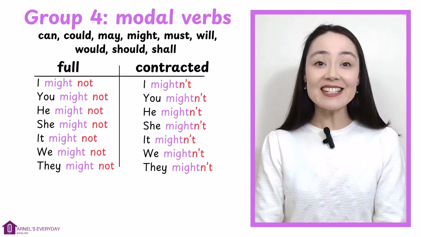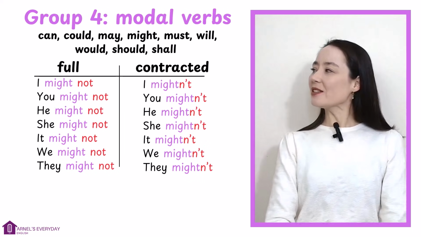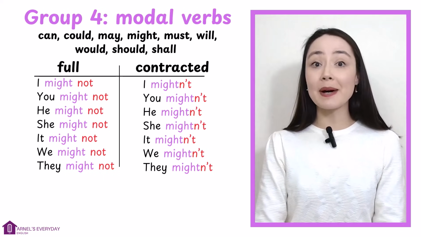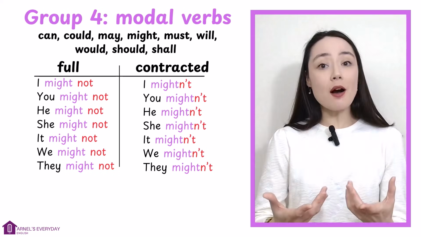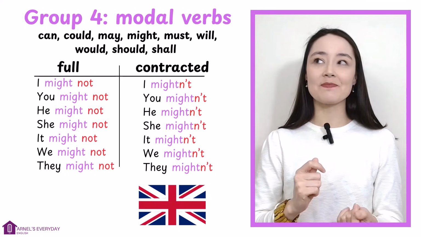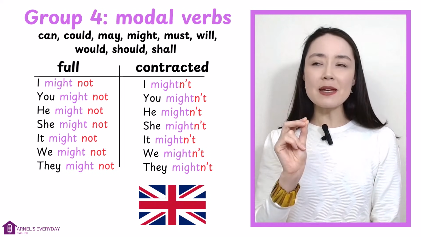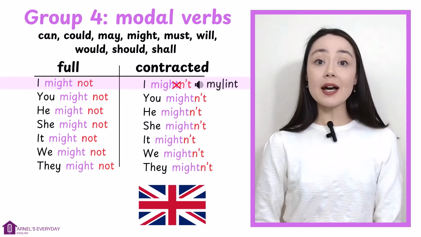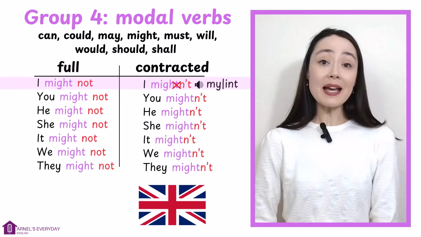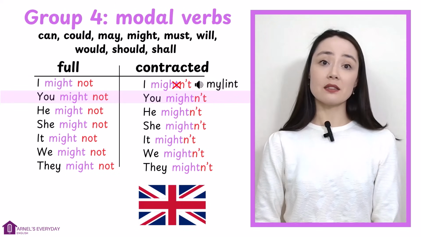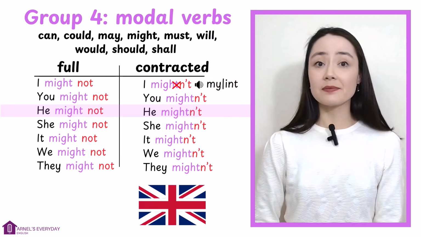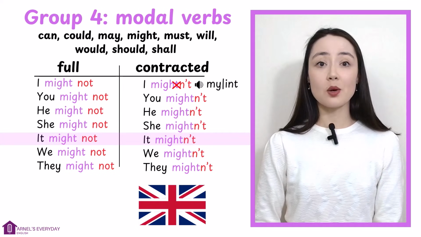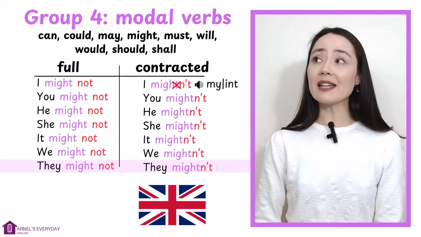Let's move on to might. Might in the negative. Here's a little cultural note. Americans don't usually contract might not. It's more common in British English. And many times that T in the middle is silent. We just skip over it. I might not. I mightn't. You mightn't. He mightn't. She mightn't. It mightn't. We mightn't. They mightn't.